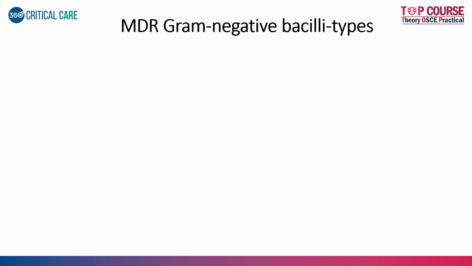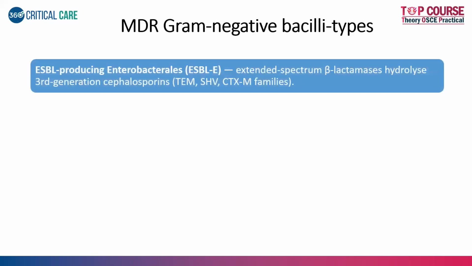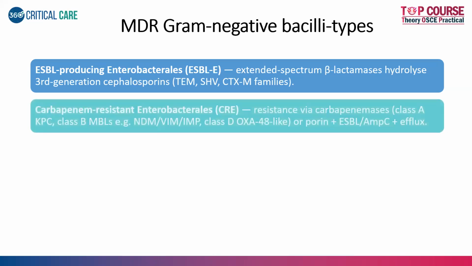Coming to MDR gram-negative bacilli, before understanding how we treat them, we'll know what they are. They are ESBLs, that is your Enterobacterales, which have resistance because they hydrolyze third generation cephalosporins. They are usually categorized as class A Ambler, and they have enzymes like TEM, SHV, CTX-M families. This is one group of MDR GNB.